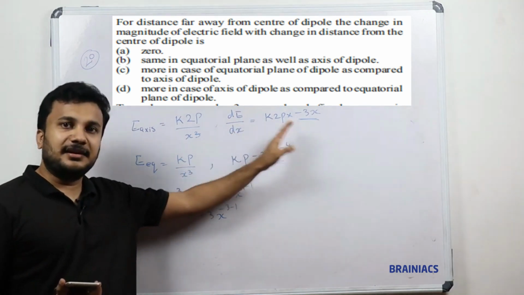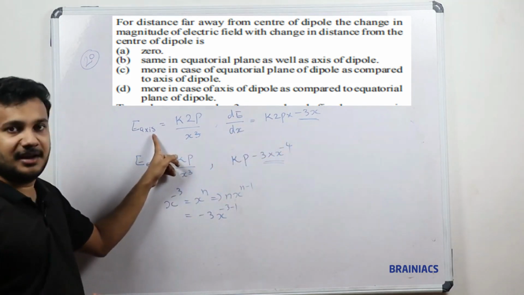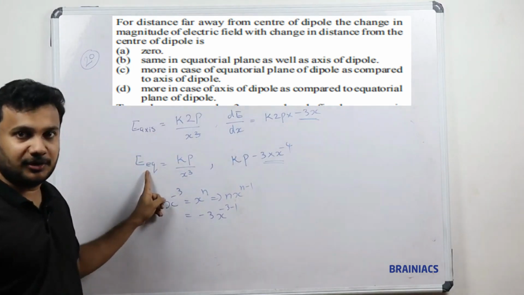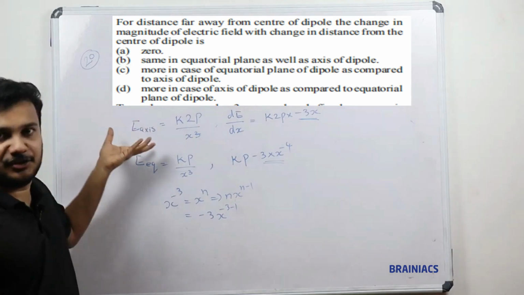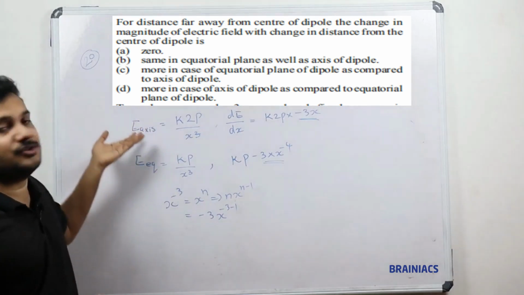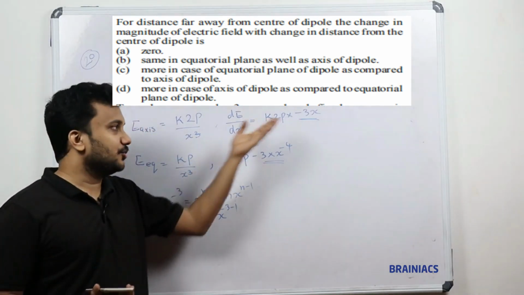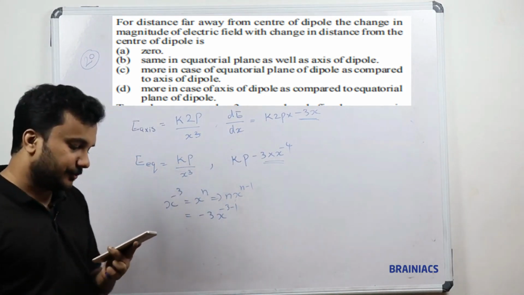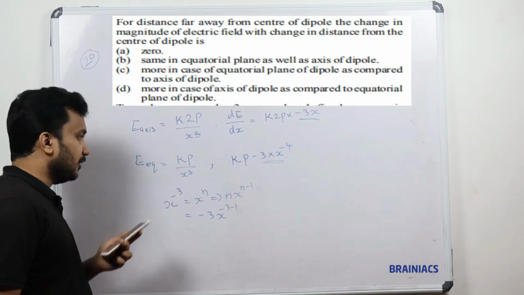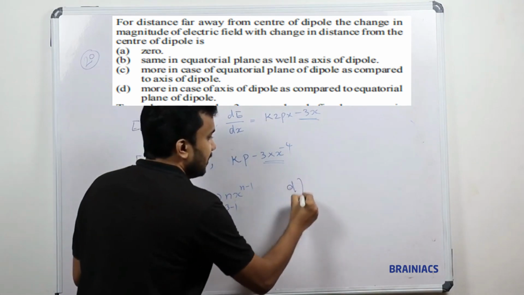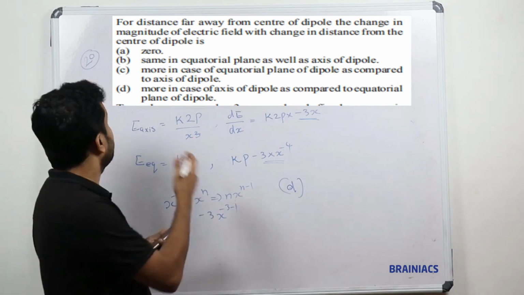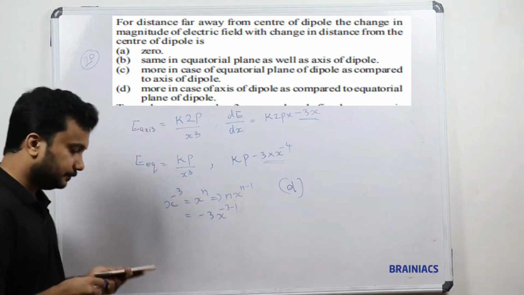This is still higher. So the electric field at the axis of a dipole is greater than the electric field at the equatorial position when we are taking change in magnitude, and magnitude-wise also it is already higher. So change-wise also it is higher. So what is the option? More in case of the axis of a dipole as compared to that of the equatorial plane of the dipole. So the answer is option D for this question number 20.